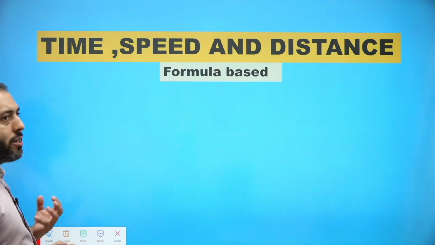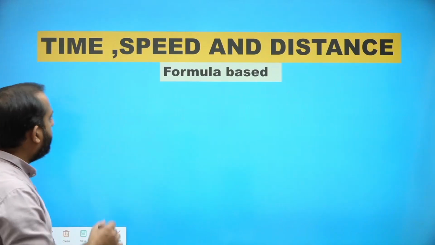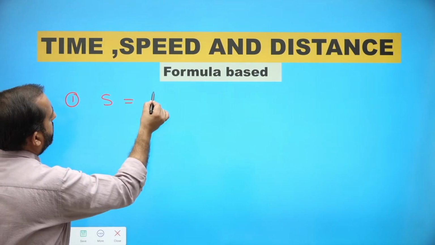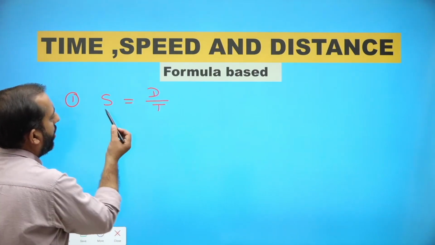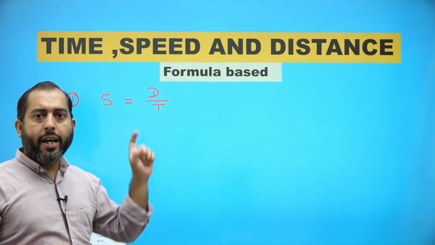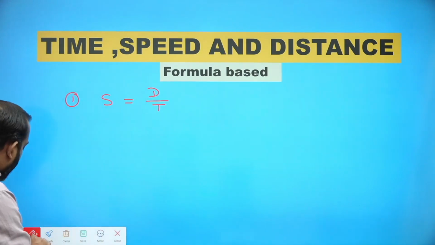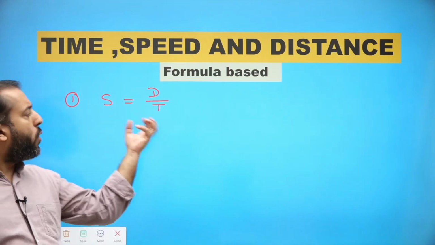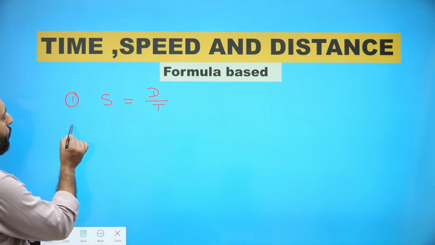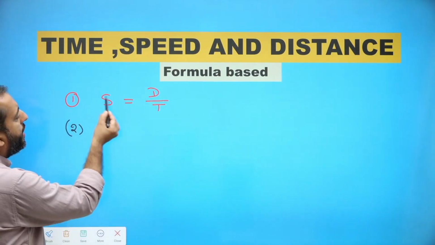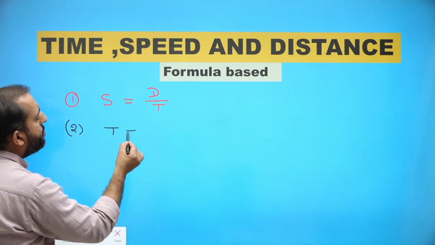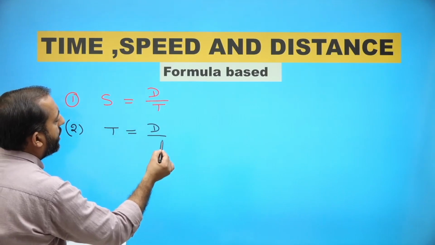The formula or the relation between speed, distance and time is given by speed is equal to distance upon time. I have represented speed with s, distance with d and time with t. Now, this is not the only way of using this relation, there are two more forms. Form number 2, you can replace s and t with each other. So, it becomes t is equal to distance upon speed.